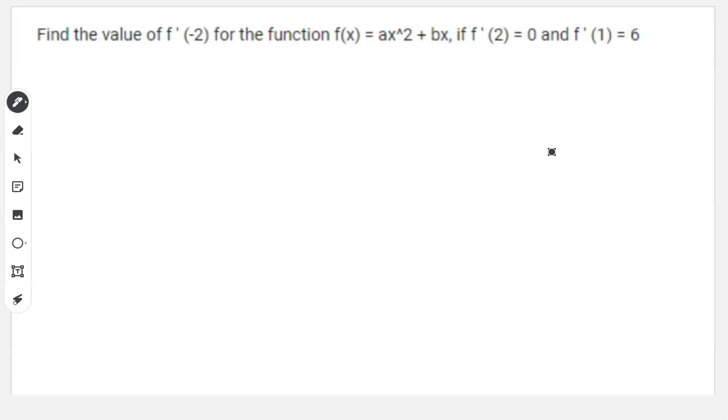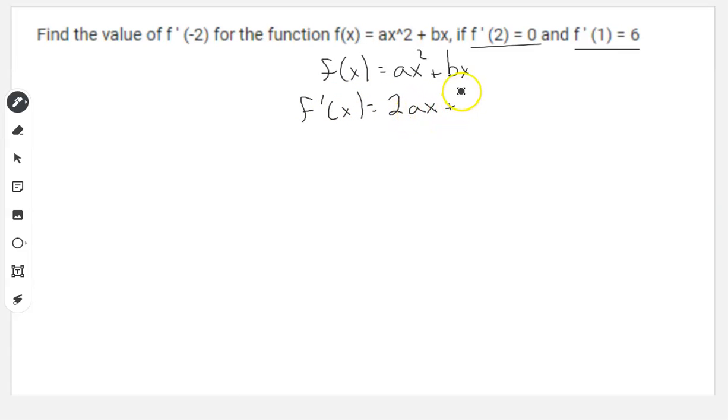It says find the value of the derivative function at -2 for this function. So let me just rewrite that. f of x equals ax squared plus bx, if the derivative at 2 equals 0 and the derivative at 1 equals 6. All right, so a couple of tricks here. We need to find the derivative at -2, but we don't know what a and b are. But they do give us some pieces of information here that we can use. So let's first find the derivative. So f prime of x will be 2ax plus b.